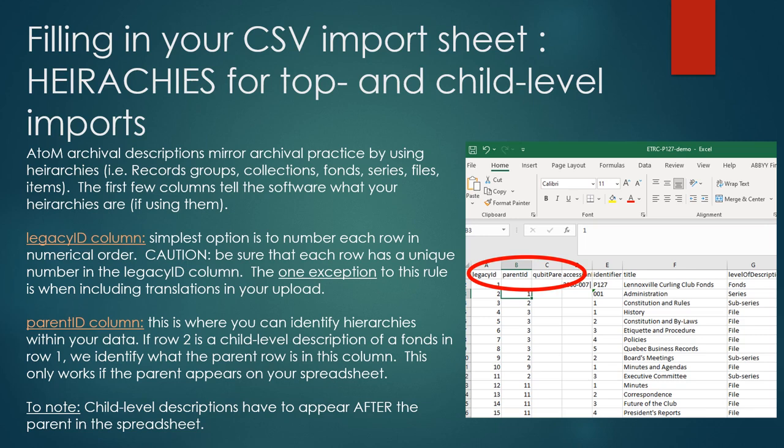But what happens if we already have some top level descriptions in our database and we want to identify children or do some further descriptive work and prepare child level descriptions for that fonds that's already been uploaded to the database? Because that description doesn't appear in our spreadsheet, it already exists in the AtoM database, we have to identify who its parent is. And there's actually a way to do that, and that's what we're going to get to on the next slide.